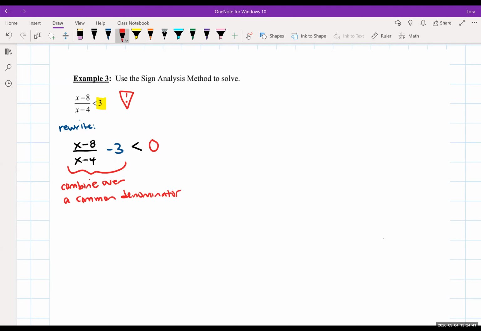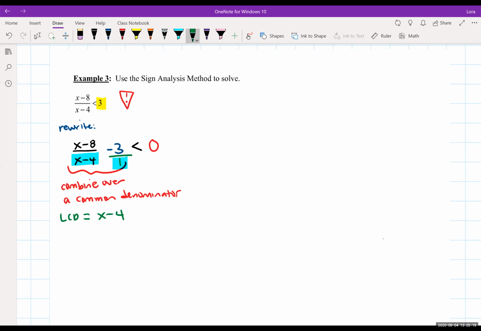So we have to reach into our past and remember, in order for us to combine over a common denominator, we're going to need to find the common denominator first. So I see a denominator of x minus 4, but when I'm looking at the 3, if I were to write it as a fraction, right now its denominator is just a 1. So with this type of problem, it might be good just to think that the LCD is actually equal to x minus 4.